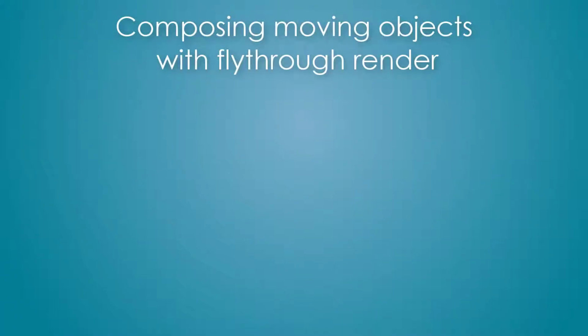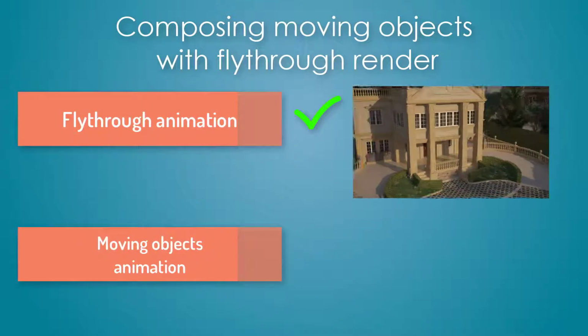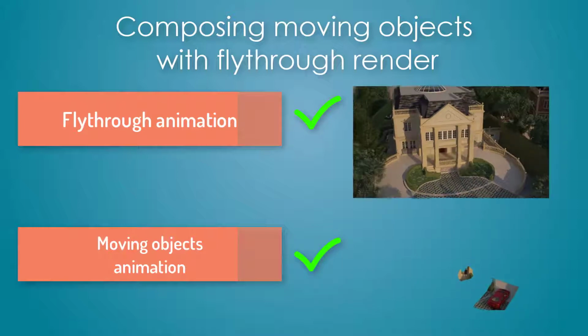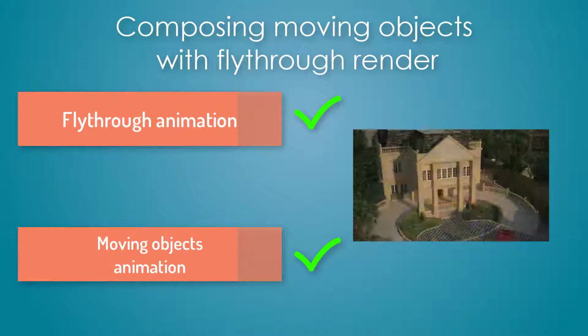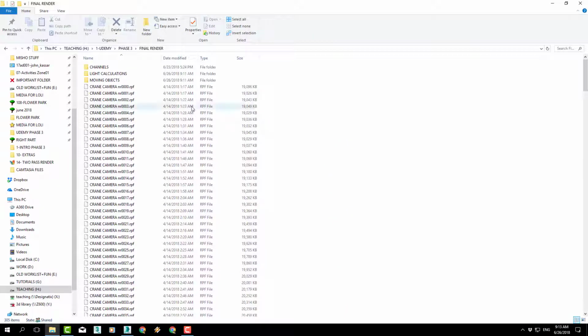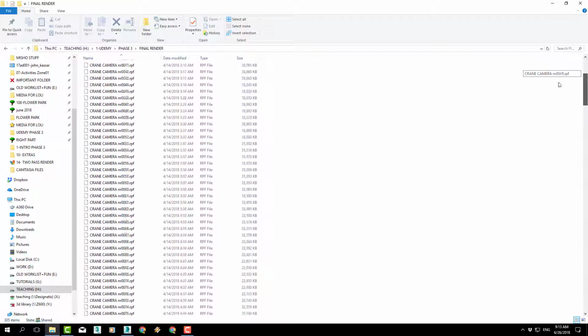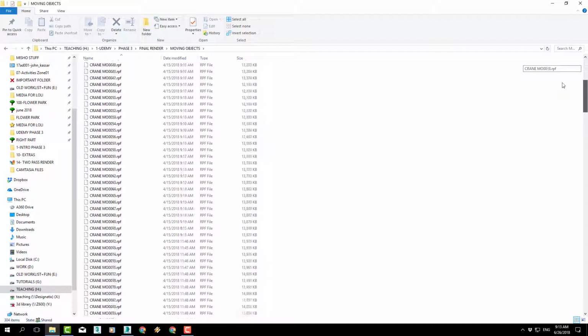Compositing moving objects with fly-through render. Now that we completed the render of the fly-through animation and also the moving objects animation, it is time to compose them together. So we have our final render folder, and inside it we have the sequence of the fly-through camera of 300 frames. And also we have the folder called Moving Objects that has the sequence of the guy and the car alone.